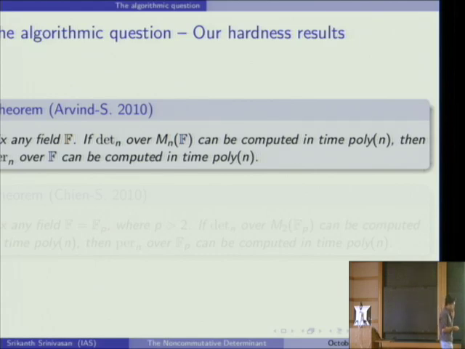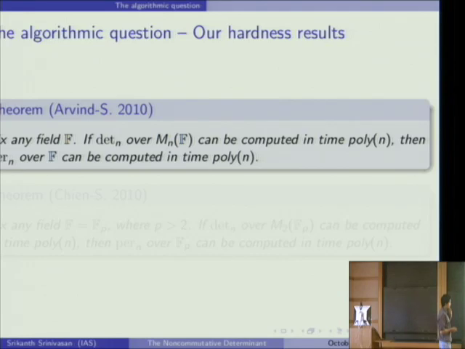Right. So this is where we came in. In a result sometime in 2010, we showed that this approach is not really very likely to work. It turns out that if you want to compute the determinant over n by n matrices over some field, you can in fact use that algorithm to compute the permanent exactly over that same field. Since that seems to be a very hard problem, we can't really hope to do this.